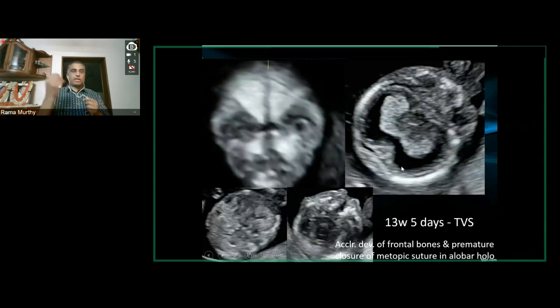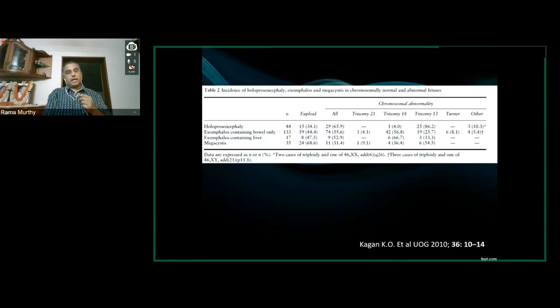So always look for this additional sign, and that will only get your diagnosis more complete, and you have recognized yet another feature, right? And this is, of course, Kagan's article showing the association of megacystis, exomphalos, and holoprosencephaly with trisomy 18, trisomy 13, and trisomy 21, respectively, right?